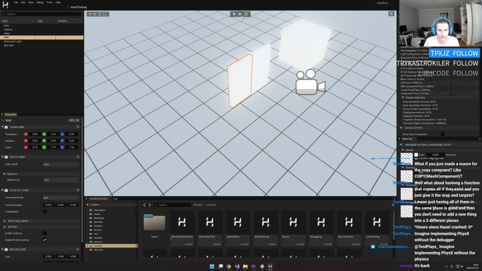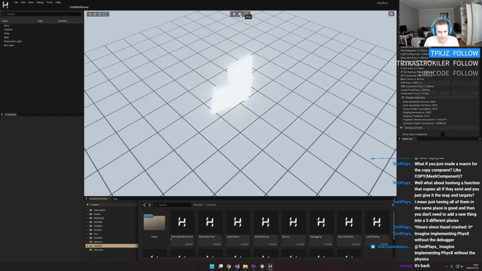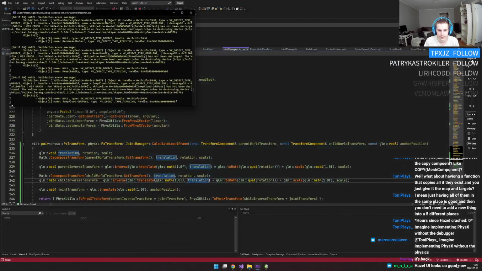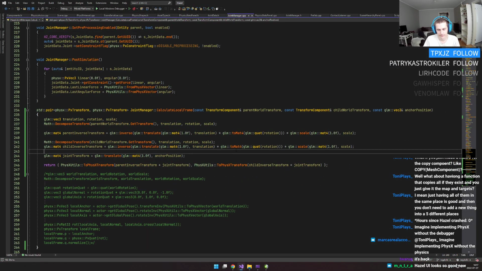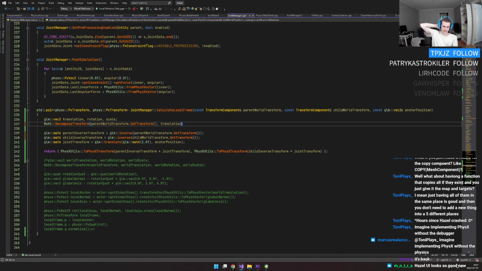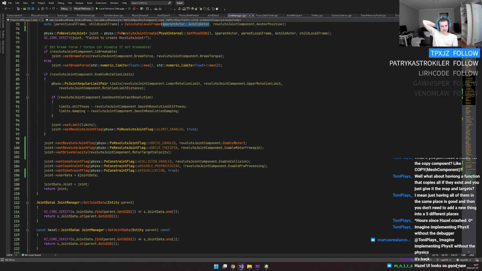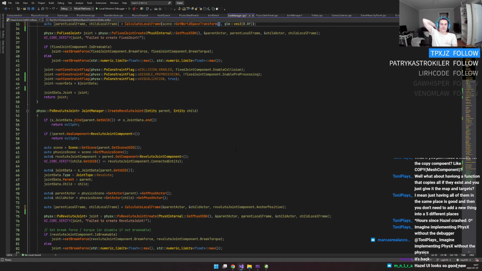What if I do this? Yeah, see, I think taking the scale into account just does nothing, effectively. Which means we don't need this at all. It at least seemed like it was doing nothing.